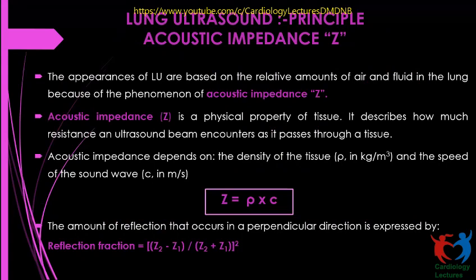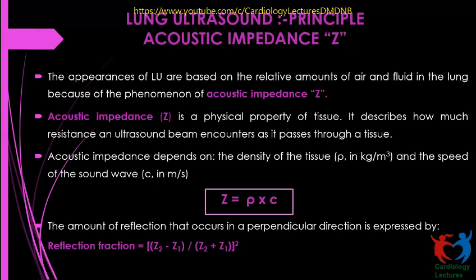So you should know this term, acoustic impedance Z. The appearances of lung ultrasound are based on the relative amount of air and the fluid in the lung because of the phenomena called acoustic impedance. Acoustic impedance is a physical property of a tissue. It describes how much resistance an ultrasound beam encounters as it passes through a tissue. So when an ultrasound beam passes through a tissue, there is a reflection when there is a change in the interface between the solid, the gas and the liquid.